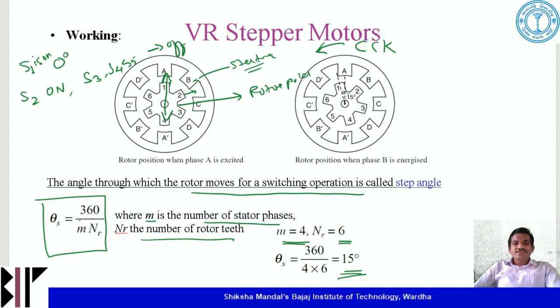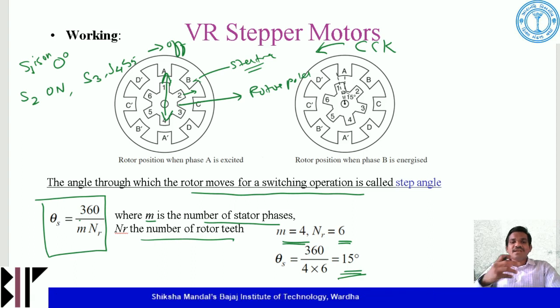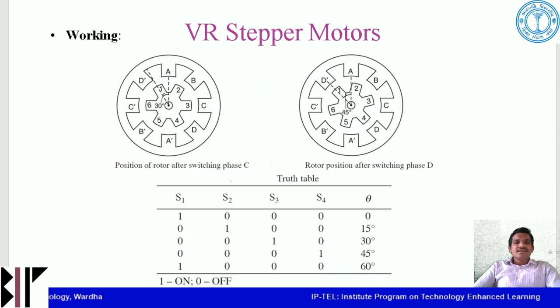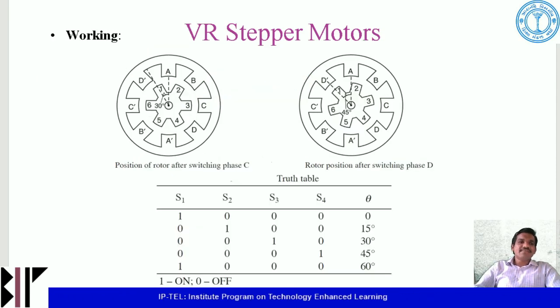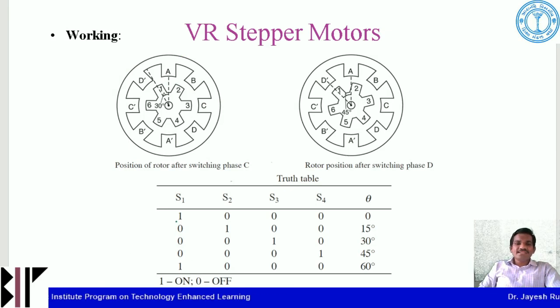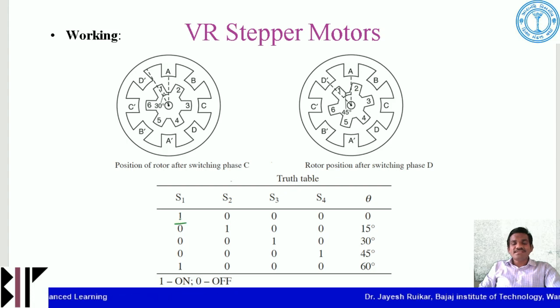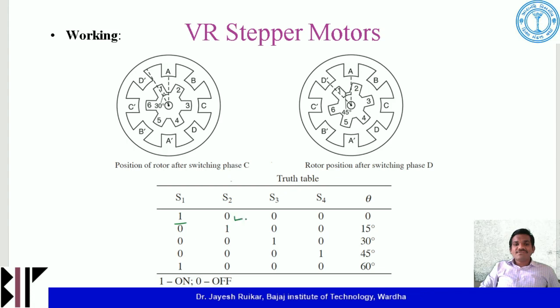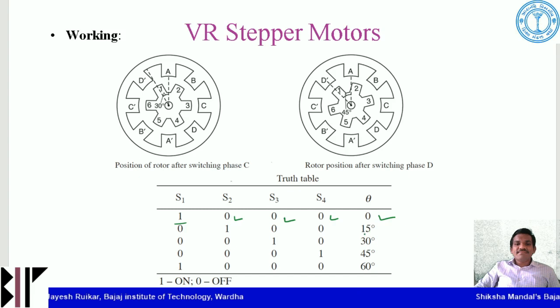Fine. So your rotor moves in anti-clockwise direction by 15 degrees. Now the next condition. See here, I have made a table. In the initial condition, your S1 is on, that is, switch 1 is closed, and all other switches are at 0, meaning they are open. So initially the step angle will be 0.